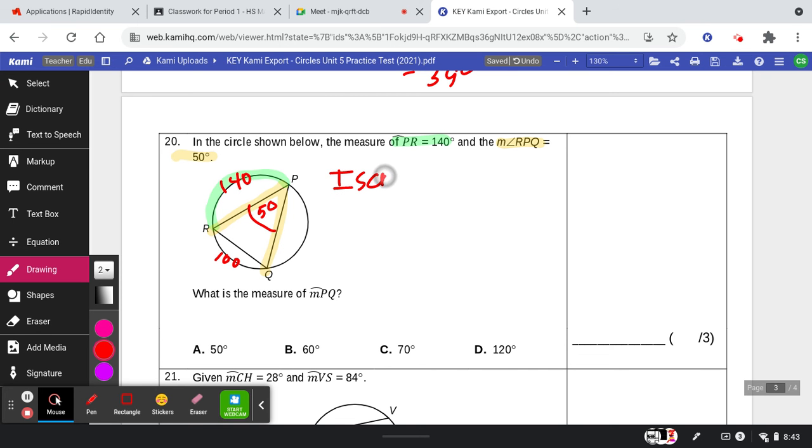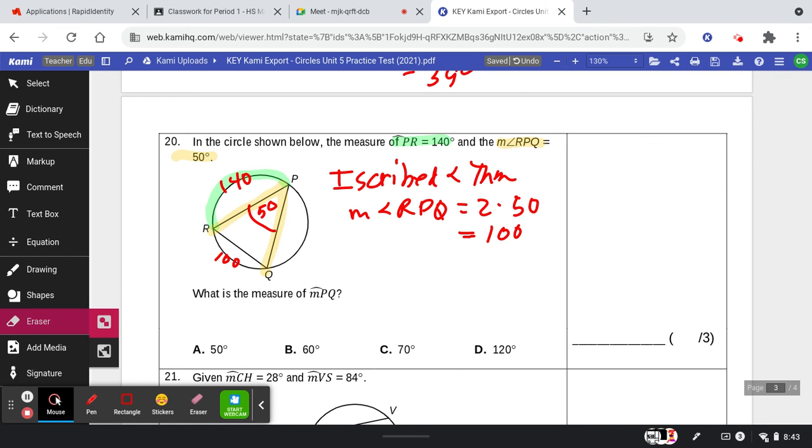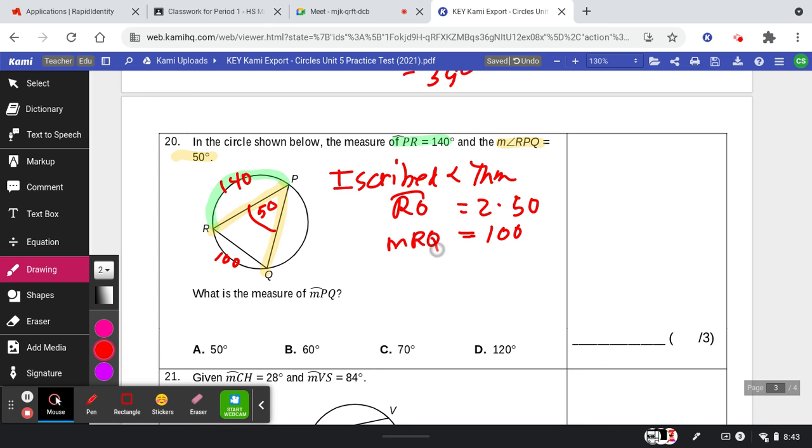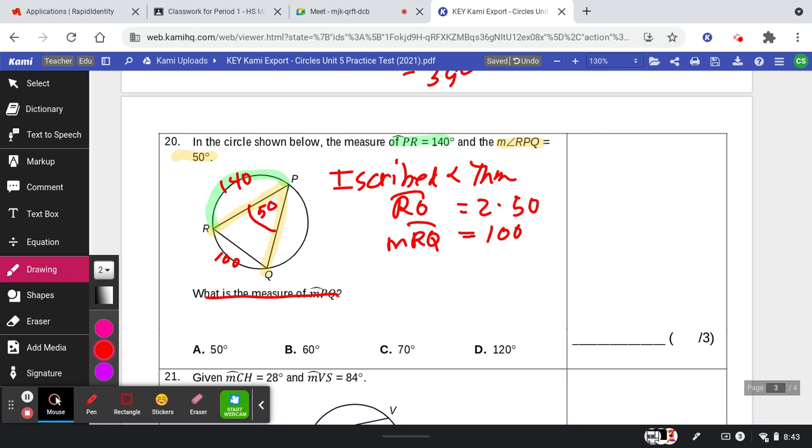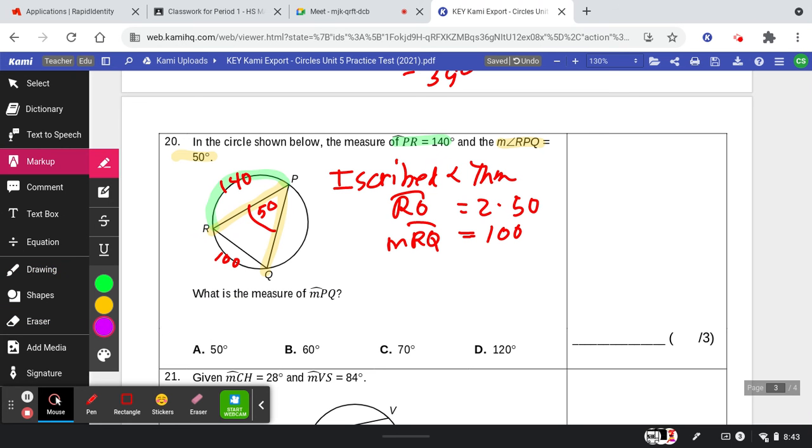I write inscribed angle theorem. And I say measure of angle RPQ is 2 times the 50. No. I say arc RQ is 2 times the 50. All right. So now that I've got that, they're asking me what is the measure of PQ? And don't I know that a whole circle is 360?